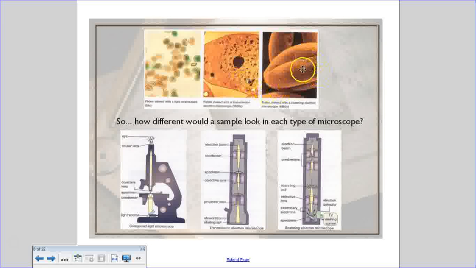This one is showing what you'd see with a scanning electron microscope. That's the type that scans. It's coated in gold, and it scans the surface. So this is what a pollen grain looks like if you could see the whole thing close up. It's pretty neat that you can see so much detail.